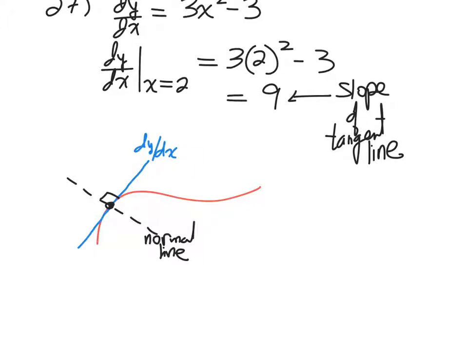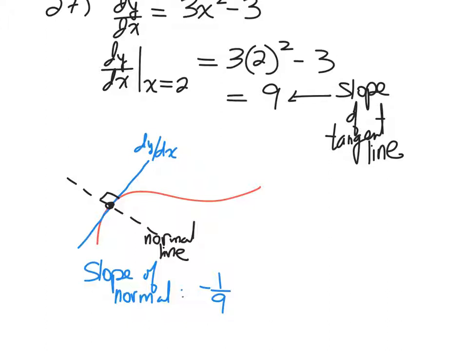Okay, so the slope of the normal, if it's going to be perpendicular to the tangent. Perpendicular lines, what's the relationship? Negative reciprocals. All right, so negative reciprocal of 9? Negative 1/9. All right, so now I know the slope of the normal line.